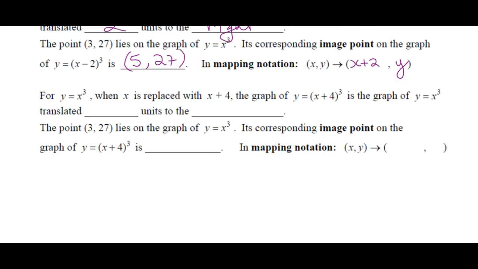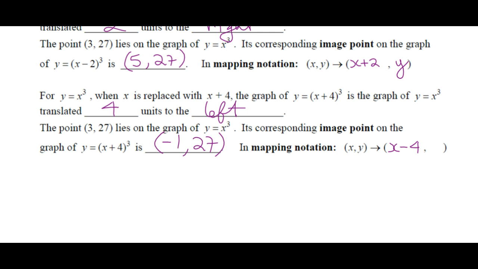For y equals x cubed, when x is replaced with, so that, you're going to use that language a lot. X was replaced with x plus 4. The graph of y equals (x plus 4) cubed is the graph of y equals x cubed translated 4 to the left. The point (3, 27), its corresponding image point is (negative 1, 27). And in mapping notation, (x, y) becomes (x minus 4, y), because we have to move left 4.